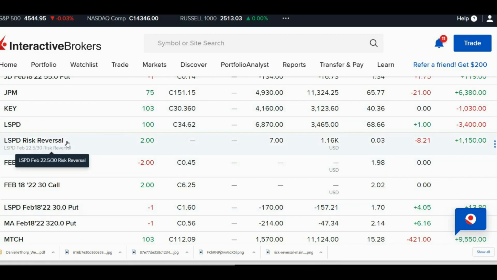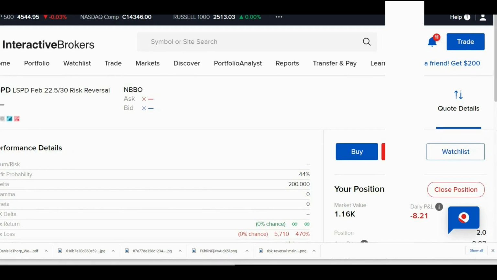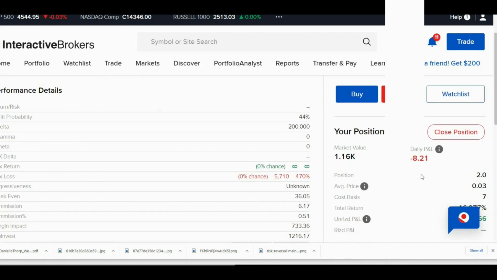So if I click on the risk reversal here, it'll take me to the detailed page and I can take a look at my returns.